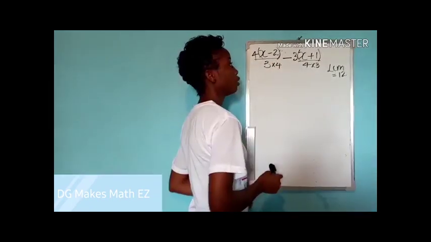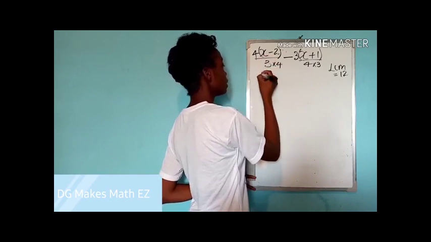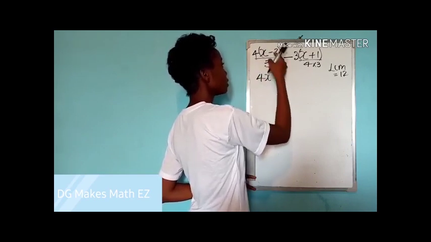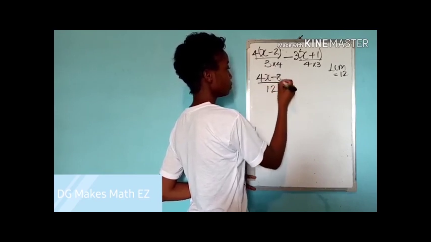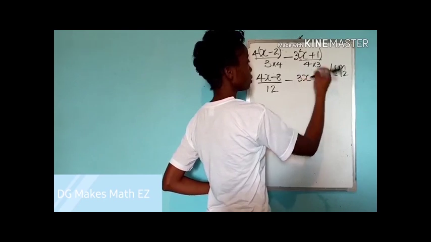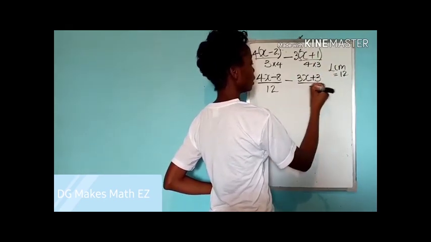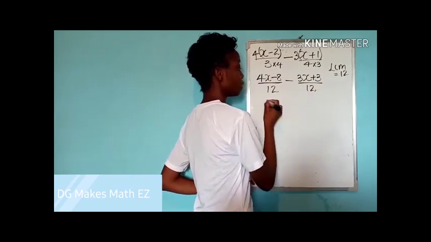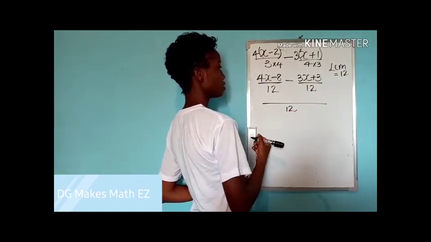So here we go. We can now rewrite our fractions. So this is 4 times x gives us 4x. 4 times negative 2 gives us negative 8. And that is over 12. Minus 3 times x is 3x. 3 times 1 is 3. And that is over 12. Now that our denominator is 12, we can focus on our numerators.